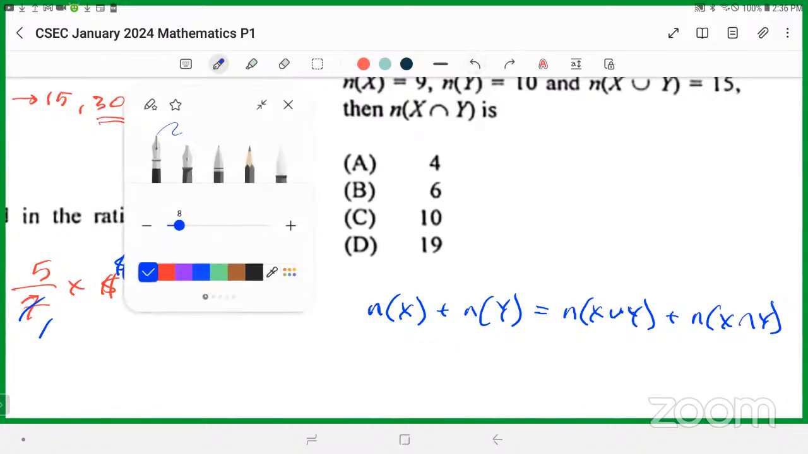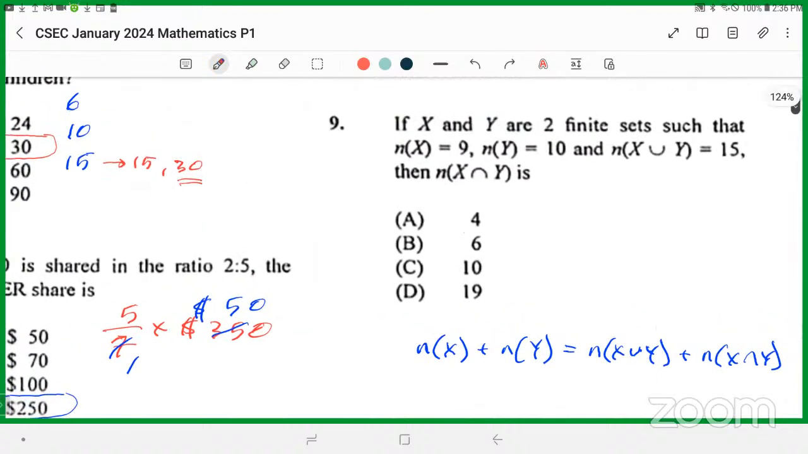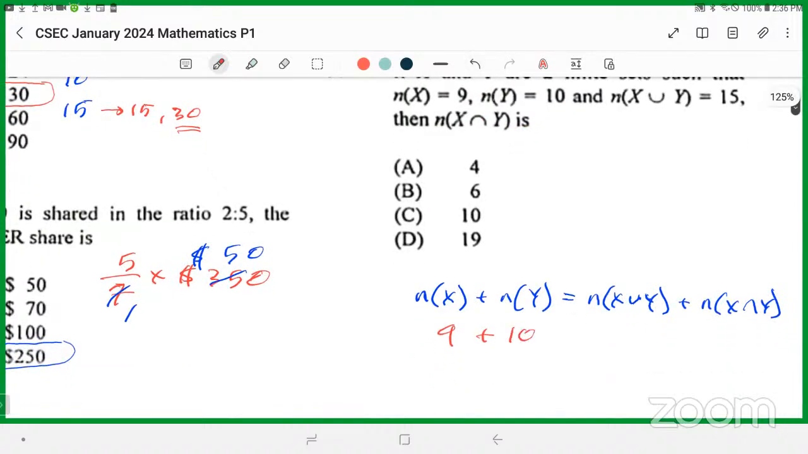So if we put in the values that they gave us, this one is 9, so we're going to put the 9 right here, plus this one is 10. So this side adds up to 19. This side must also add up to 19 because the two sides have to be equal. So if this number is what they told us, 15, then this has to be a 4, because we need 4 more to make it 19. So 4 is the answer right here.